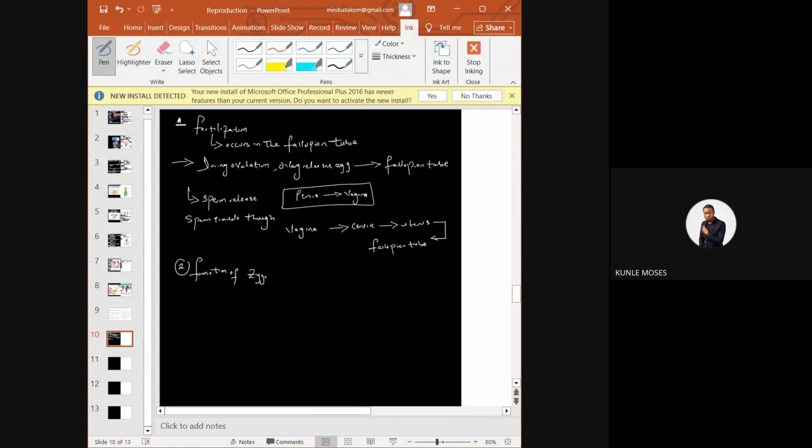I believe you understand the reproduction aspect. Reproduction occurs in the fallopian tube or the oviduct. That was the first thing I said. And I said during ovulation, the ovary releases eggs into the fallopian tube or the oviduct. And I said during sexual intercourse, the penis will release sperm into the lady's vagina there.